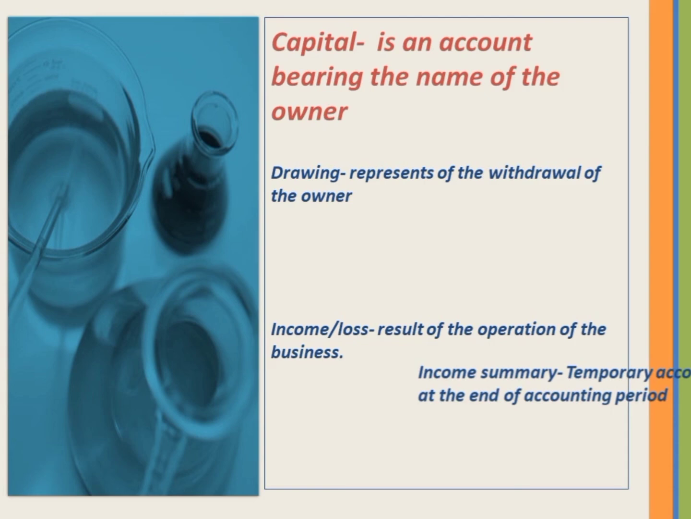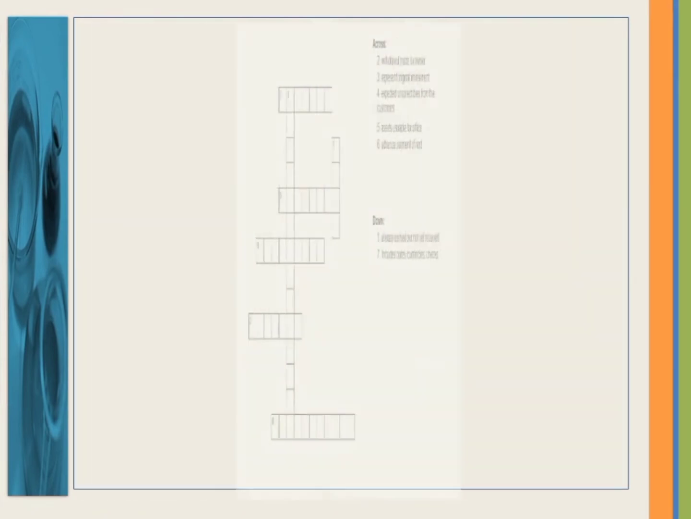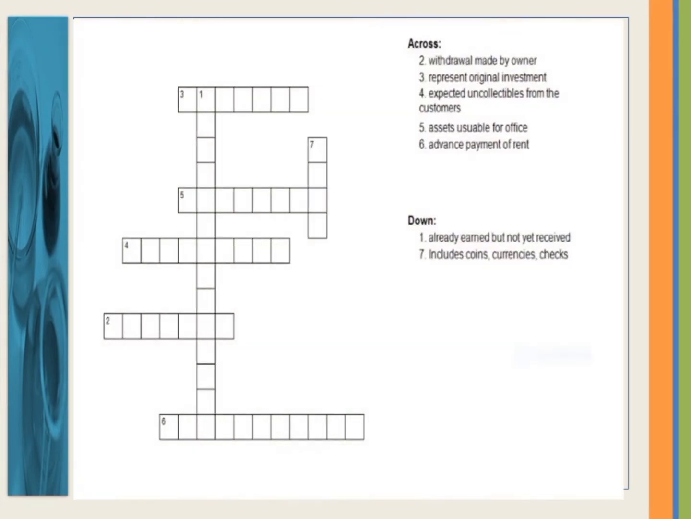So these are the account titles under owner's equity. Please memorize and familiarize them so that in our next lesson on journal entries, you already know what account title to use. Now, please take a screenshot of this and try to answer in your journal notebook.